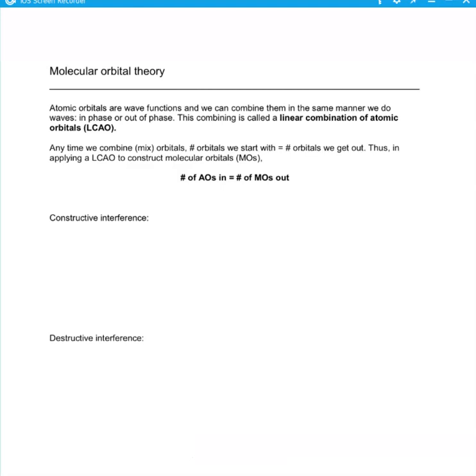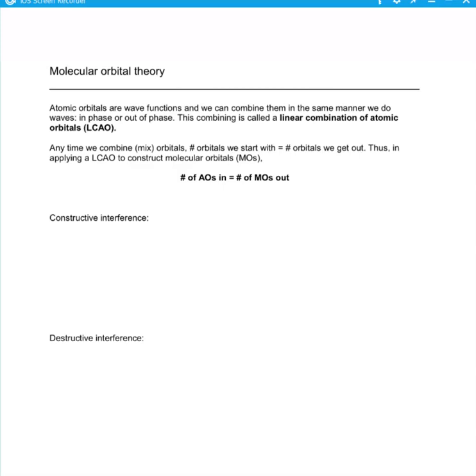So we finished our discussion of valence bond theory, and now we're going to turn our attention to the other bonding theory, which is molecular orbital theory. So why have two theories? Well, it turns out that each theory has its own strengths that we can use in particular contexts where the other one might fall short or not explain things as thoroughly.